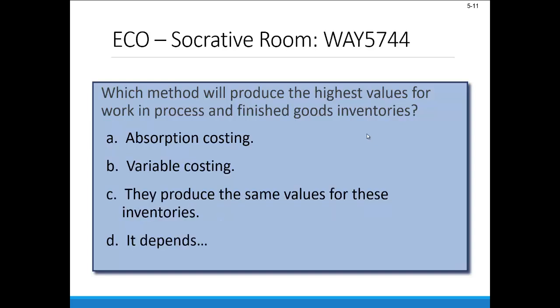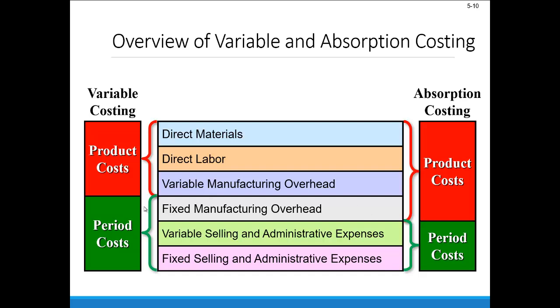Again, it all hinges on this difference of fixed overhead. Under absorption costing, fixed overhead flows through inventory. Under variable costing, it does not. So all else equal, we're going to have higher costs of inventory under absorption costing because of that fixed overhead being trapped in inventory or flowing through inventory.